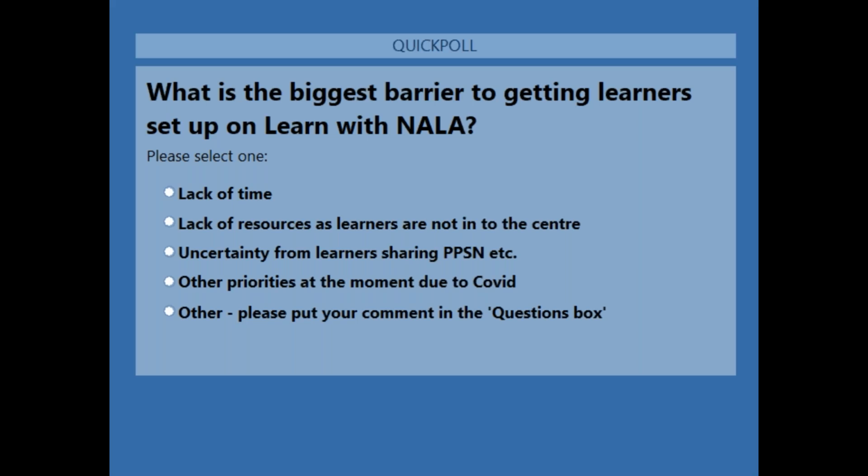So it could be uncertainty from learners sharing PPSNs. It could be other priorities at the moment, obviously with families. If it's something else, feel free to put your comment into the questions box, or any other thoughts that you have on this.